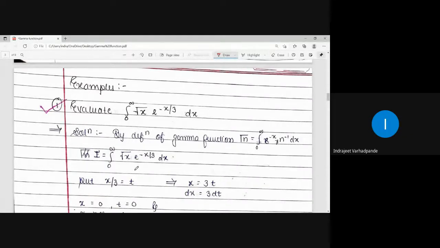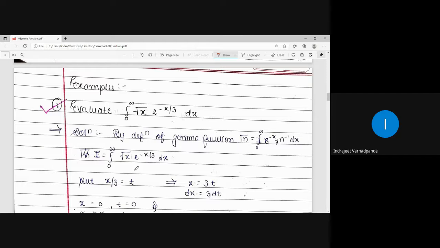Examples related to the gamma function. As we all have discussed about the definition of gamma function, that is gamma n is equal to integral 0 to infinity e to the power minus x into x to the power n minus 1 dx. Whenever we come across the limits of integral between 0 to infinity, we will always try to fit it into the definition of gamma function.